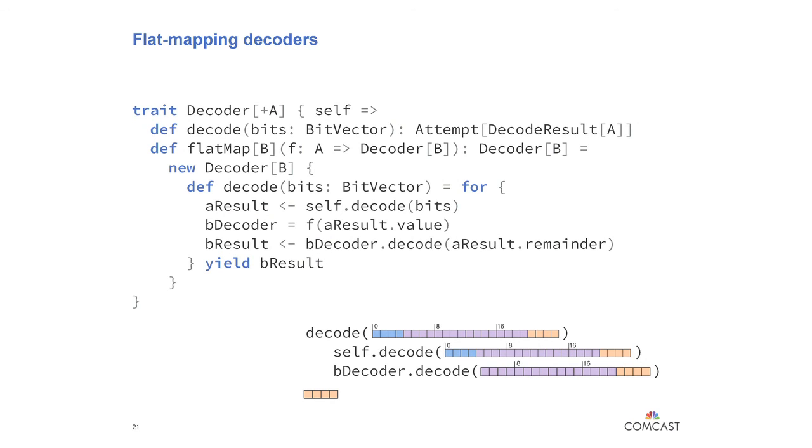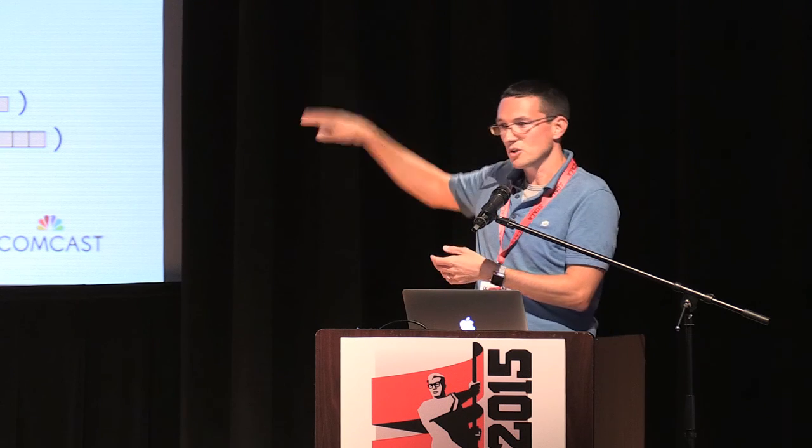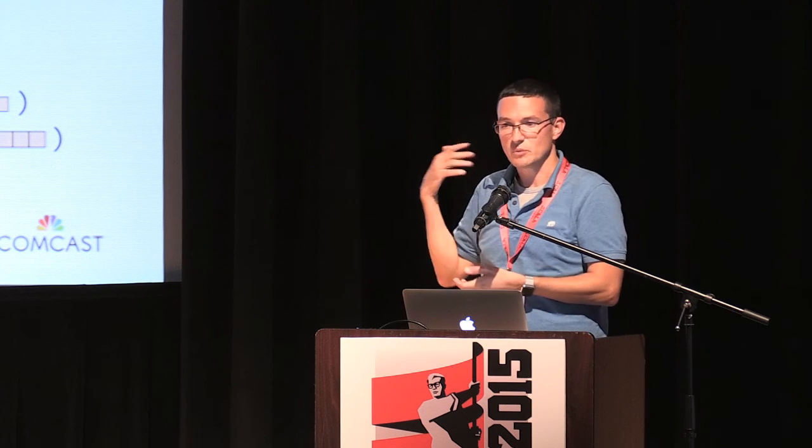I do want to take a look at the way flat map is implemented. The general notion here, we're going to return a new decoder of type B, and we're first going to decode with our original decoder of A. We're going to use a for comprehension, and each generator here is returning an attempt. So basically, the first error is fail fast, and we'll exit with that error.